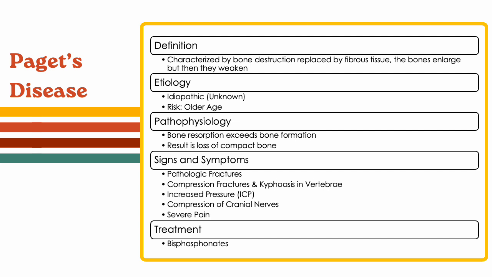As far as the treatment, you want to slow down the process, so we will use bisphosphonates. They actually slow down the activity of your osteoclasts, which are your bone cells that break down the bone, so they stop the activity of osteoclasts and help promote bone formation in that area.